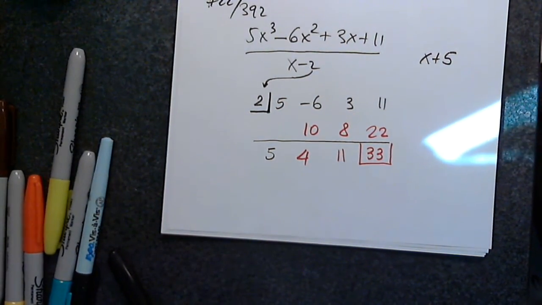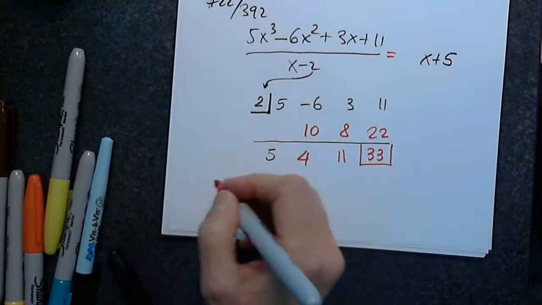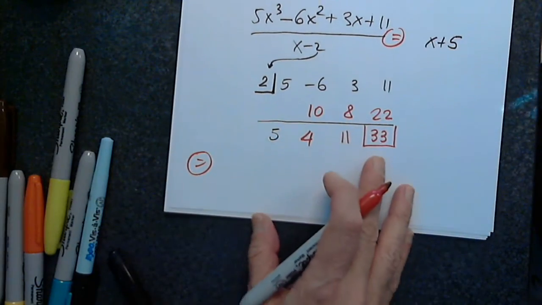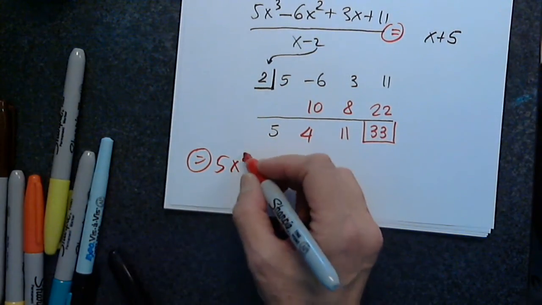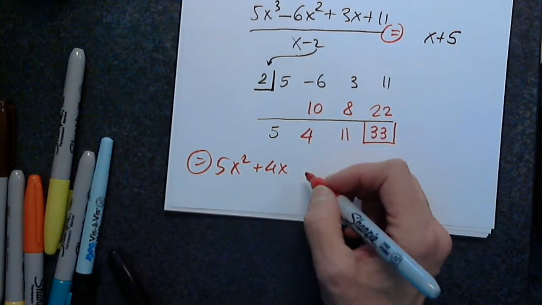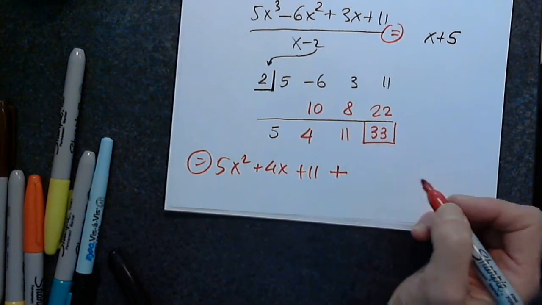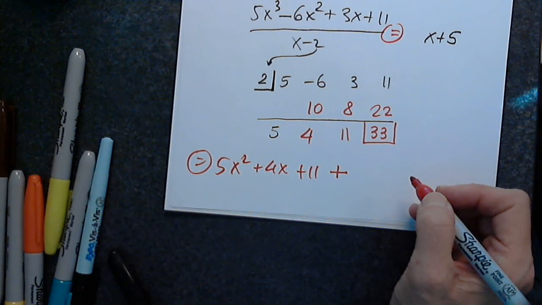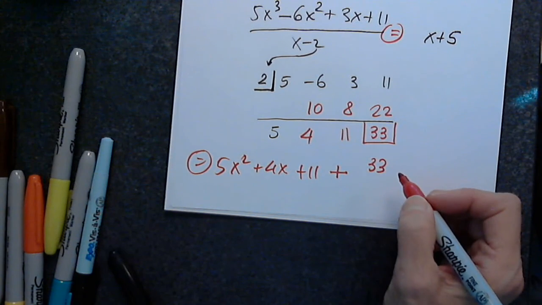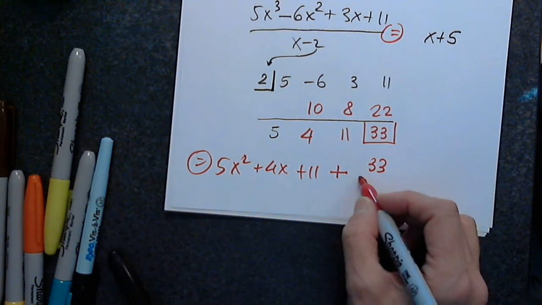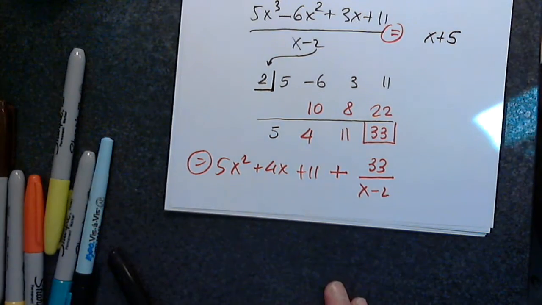So can anyone tell us the final answer? How do I write the final answer of this division? 5x squared plus 4x plus 11, and plus 33 remainder, 33 over x minus 2. That's it.